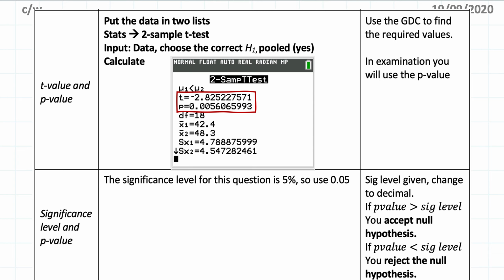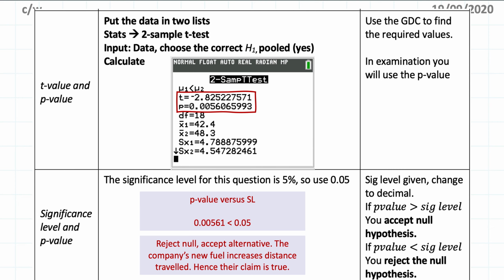Now, using this in an exam, we're just going to use the significance level and the p-value to conclude our test. So it's not like the chi-square test where we had another option, but the conclusion is still the same as the other test. So we have p-value versus significance level, and we can notice that the p-value is less than our significance level, and the significance level is always given in the question. And therefore, using the right side of the table, we can see that we reject the null and accept the alternative hypothesis. Therefore, the company's new fuel increases distance traveled, hence their claim is true.